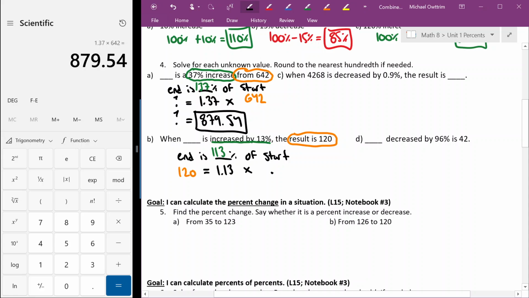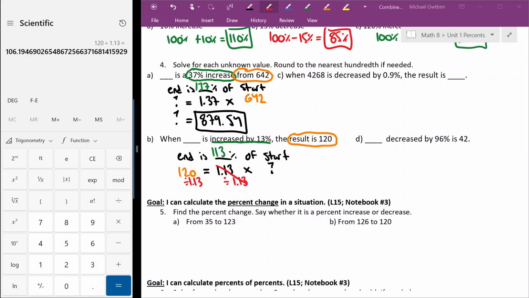We'll convert our percent to a decimal, and we don't know what the start number is. So in this equation, my unknown is not the only thing to the right of the equal sign. That tells me I need to divide away this 1.13. The opposite of multiplying by 1.13 is dividing. We'll do the calculation 120 divided by 1.13. We get this long decimal here. We're told to round to the nearest hundredth, so I'll say 106.19 is equal to our unknown.